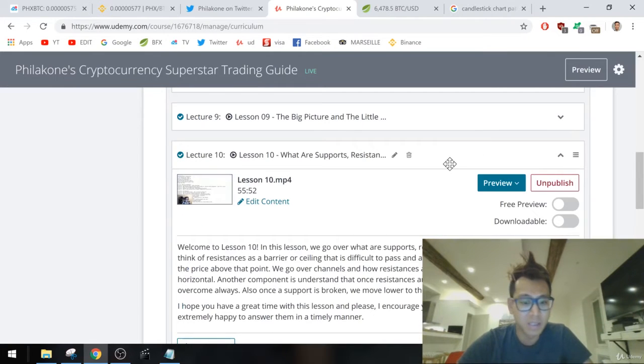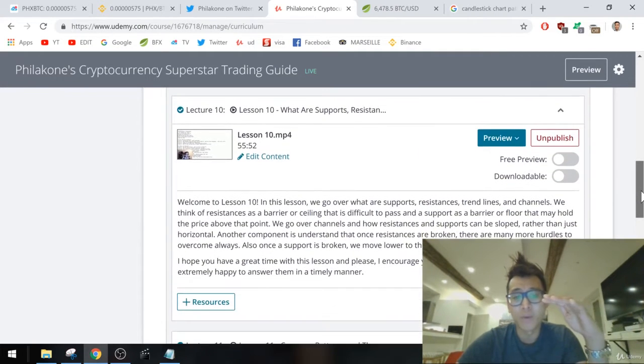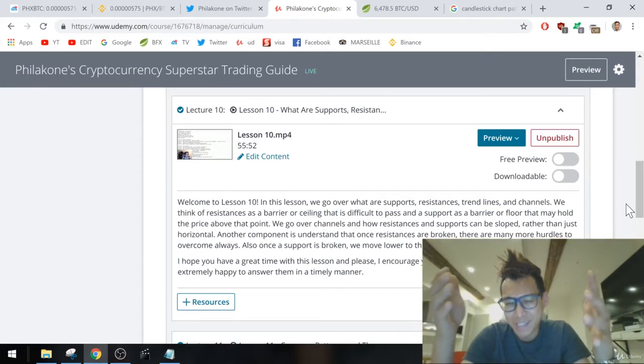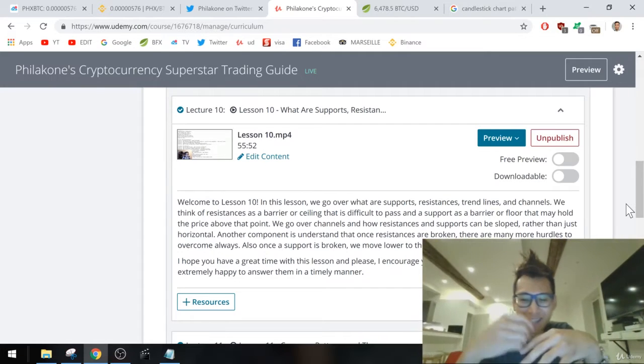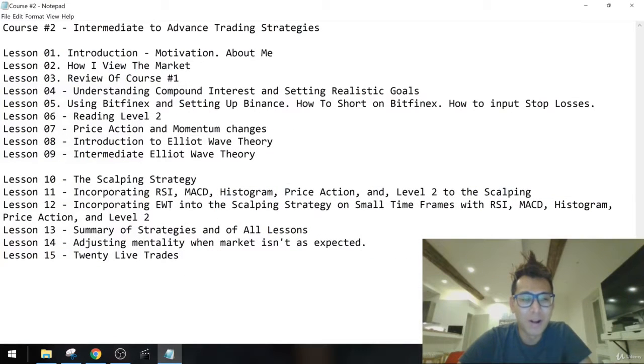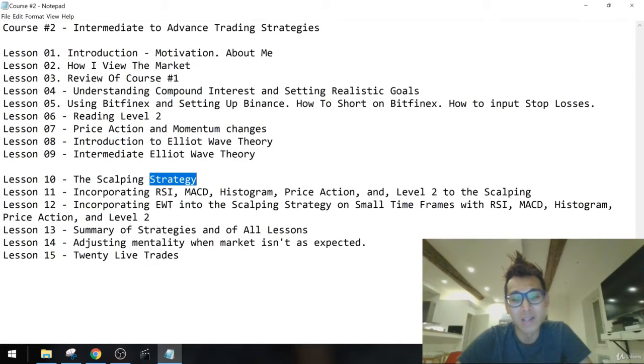Supports and resistances, very basic. Have you guys noticed, now that we're going through and summarizing a lot of these courses or these lessons, how basic they actually are? Now that you guys are advanced at a much higher level, pretty basic stuff, right? Supports, resistances. And when you compare it to what we're going to be talking about, which is level 2 in high detail, price action, momentum changes, Elliott wave theory, scalping, how to incorporate all of these more advanced strategies into one, yeah, I think you guys are going to take a lot away from this.